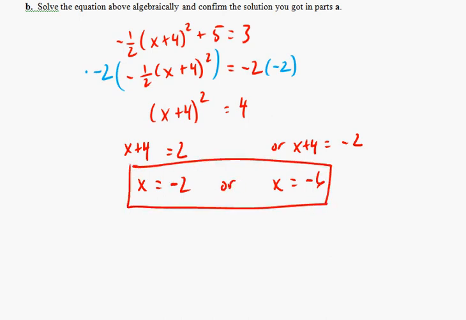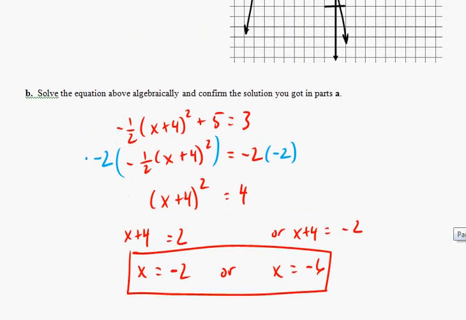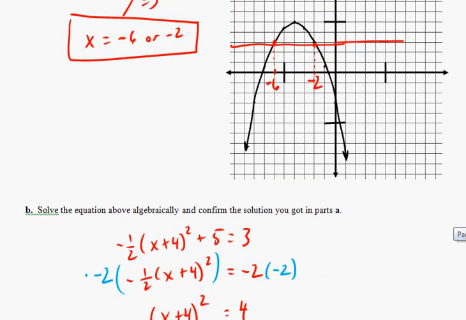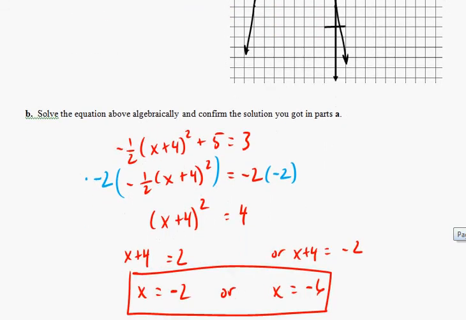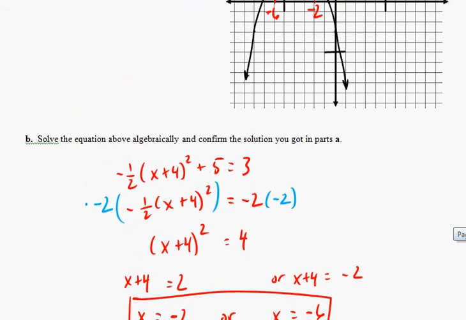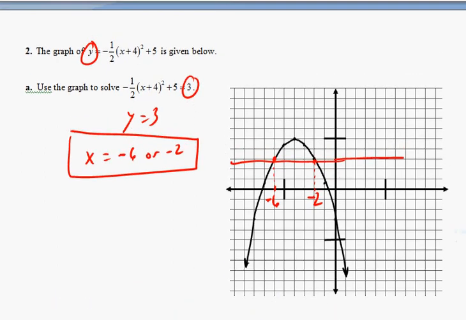Once again, notice that our algebraic solutions correspond to our graphical solutions, or the solutions we got by using the graph. So, if you are trying to solve an equation graphically, you're trying to find the values of the input that make the output equal to some constant. So think about the graph of y equals that constant and find the values of x that make that equation true.